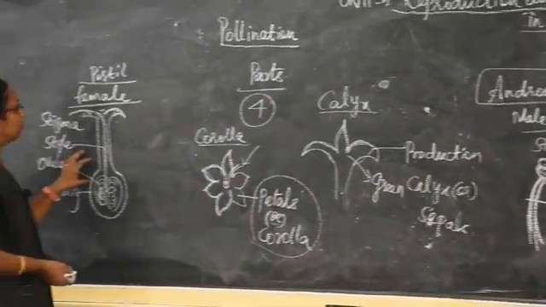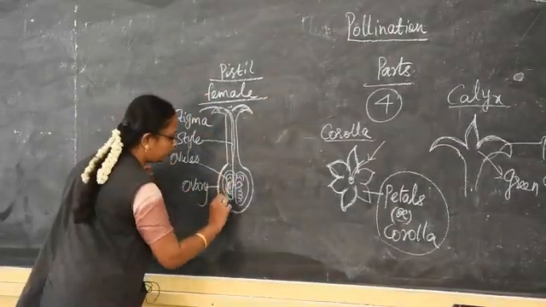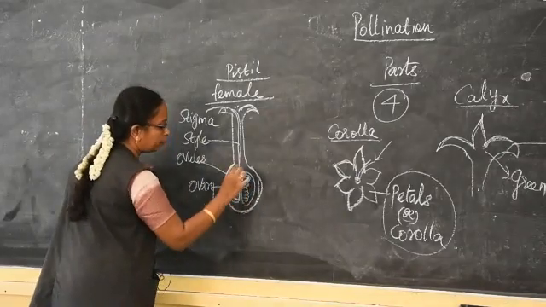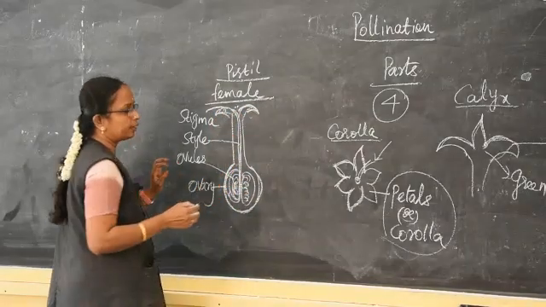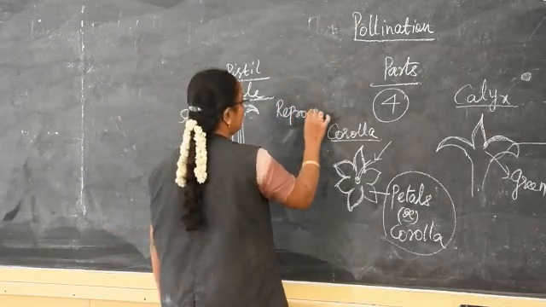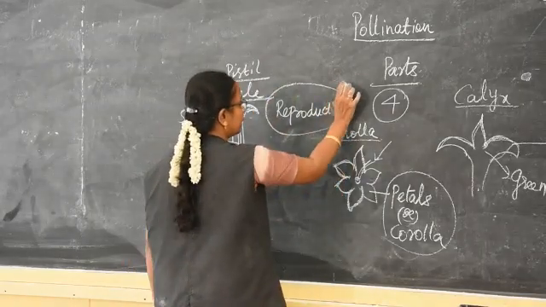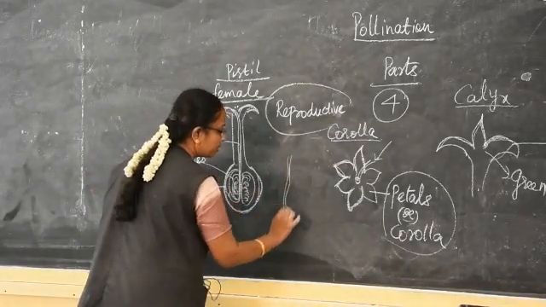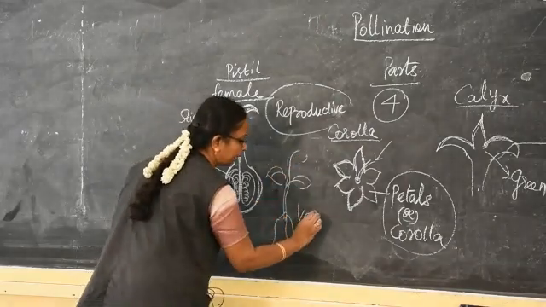And then the fourth whorl consists of the pistil or the female reproductive organ. It consists of the swollen base called ovary, and inside the ovary the ovules are present. Then there is a style region and then stigma. These parts are known as the reproductive parts of the flower, as they are involved in pollination and reproduction. When we take the stem, the root and the leaves, they are known as vegetative parts of the plant.